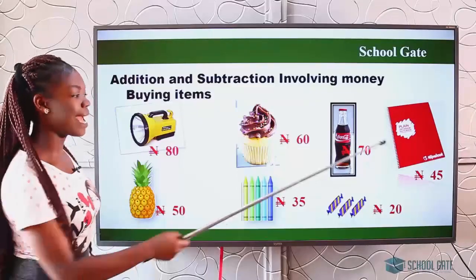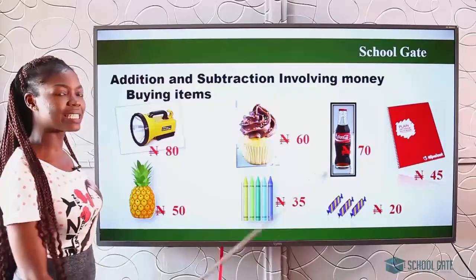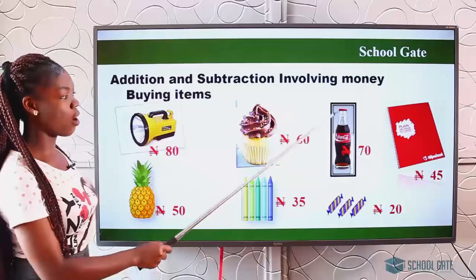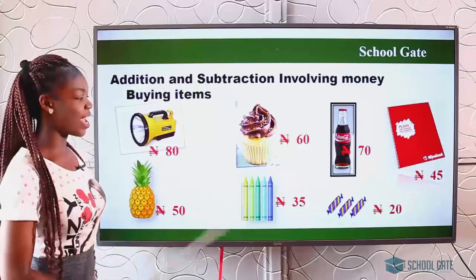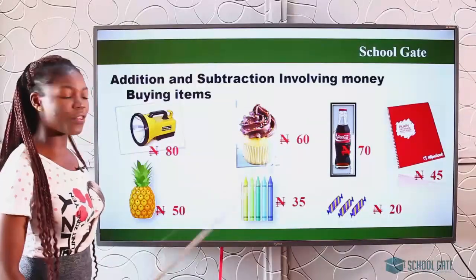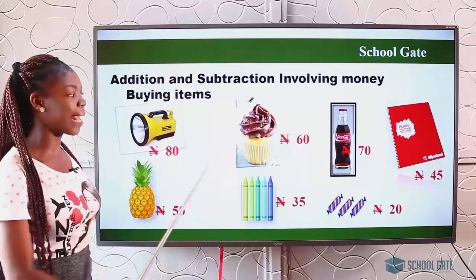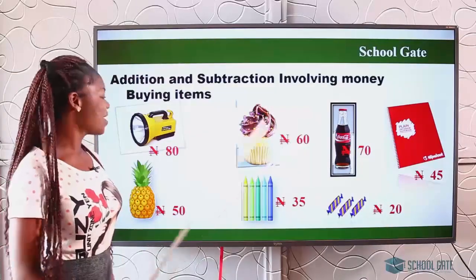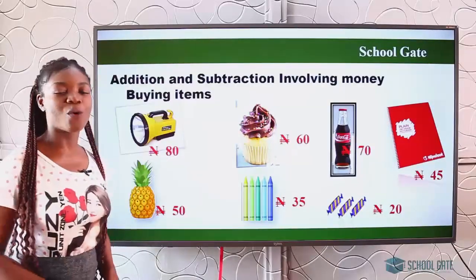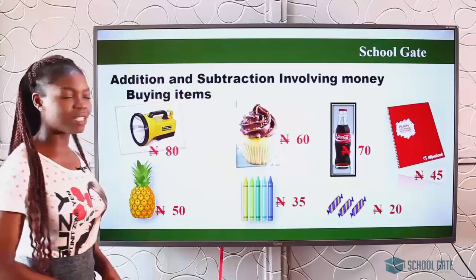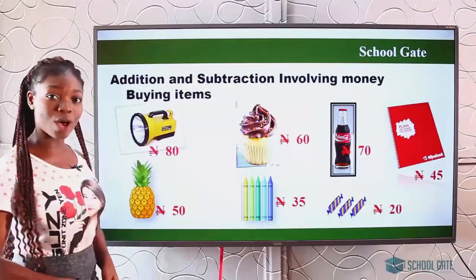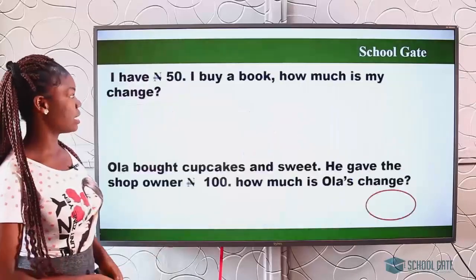Alright, so we have these items for sale. We want to get these items. We have our notebook for 45 naira. We have our Coke for 70 naira. We have our sweets for 20 naira. Our crayon for 35 naira. We have our cupcake for 60 naira. We have our torchlight for 80 naira. We have our pineapple for 50 naira. So this is the amount of each of these items. So let's solve some questions involving these items.